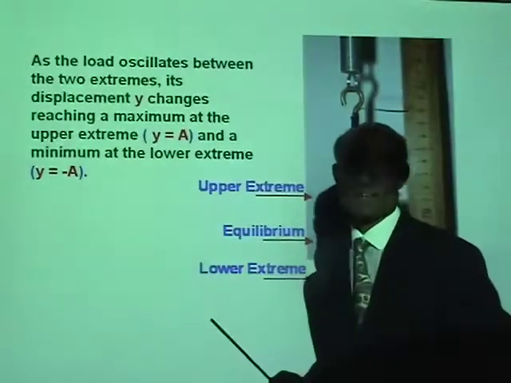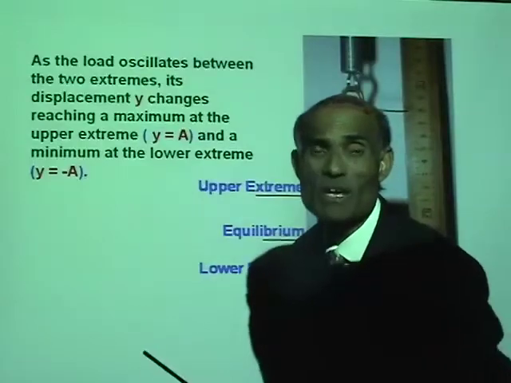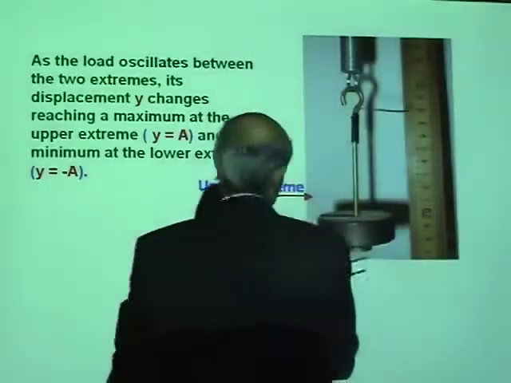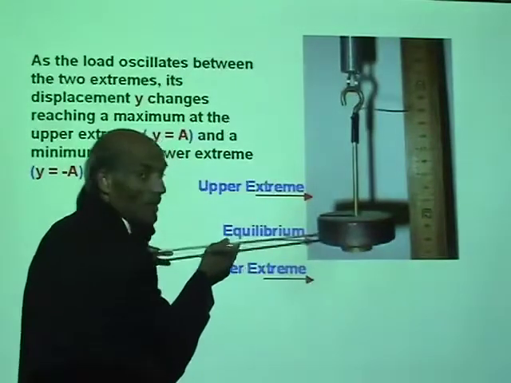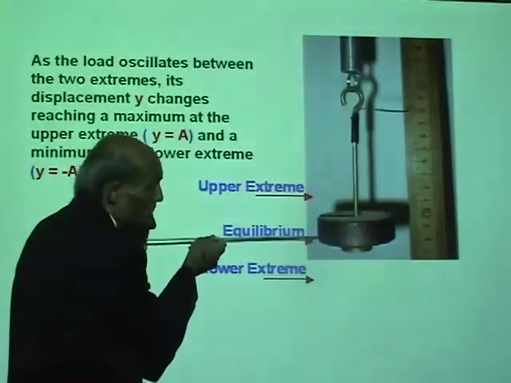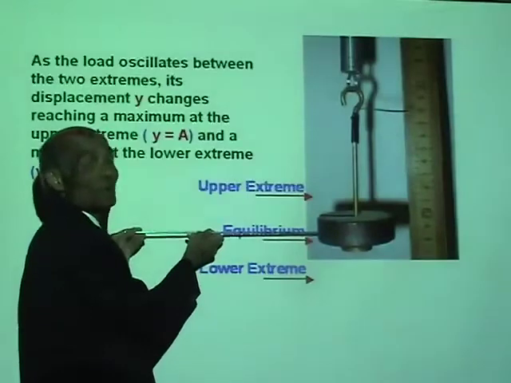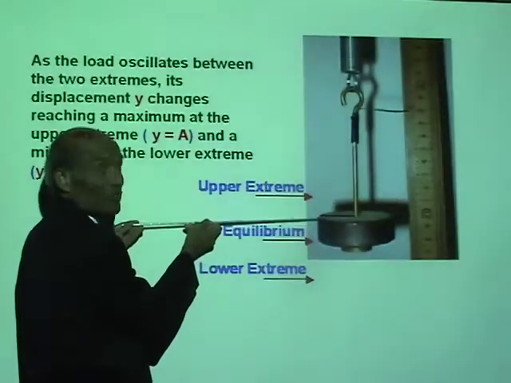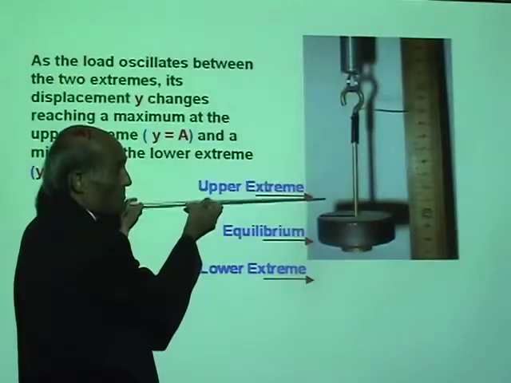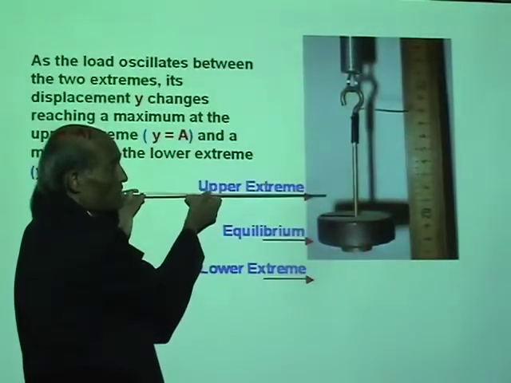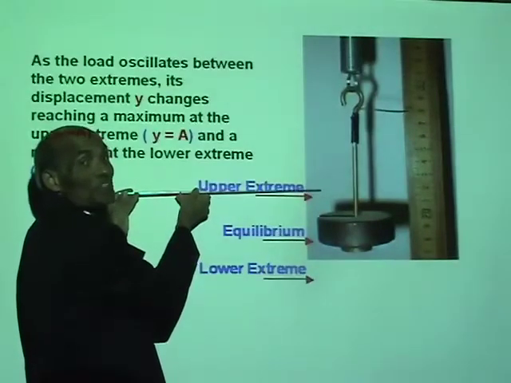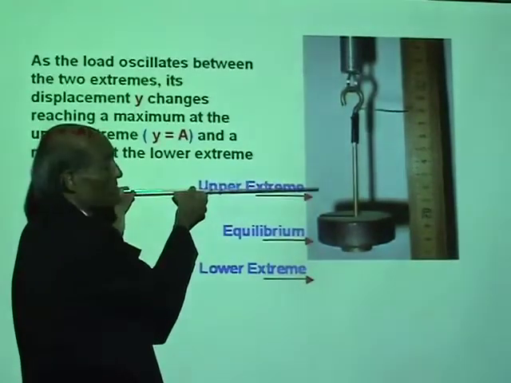Alright? As the load oscillates between the two extremes, from lower extreme to upper extreme and back, the displacement Y changes. Can you trace out and tell me how the displacement changes? Well, watch this carefully. At the equilibrium position, the displacement is 0. As the load moves up, the displacement increases, reaches the maximum. And what is the displacement when the load is at the upper extreme? It is the amplitude, the maximum displacement.